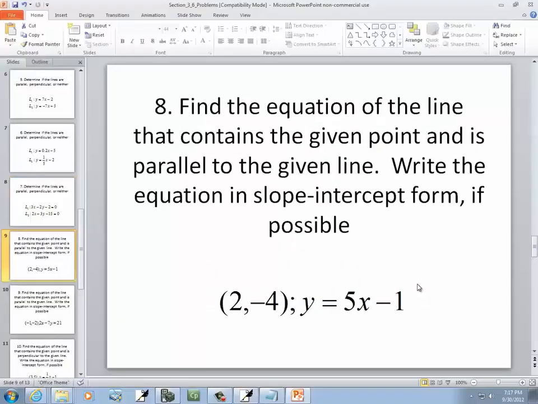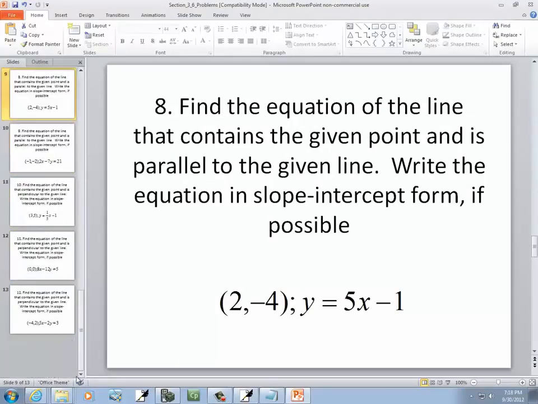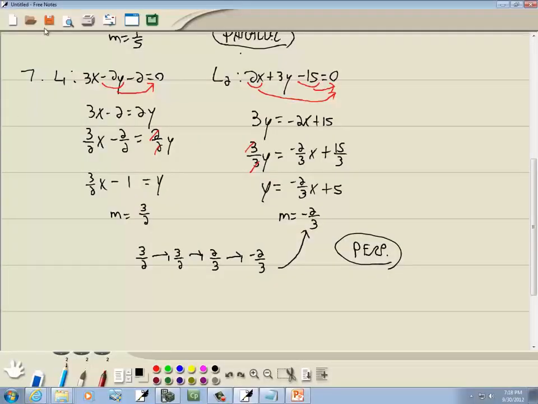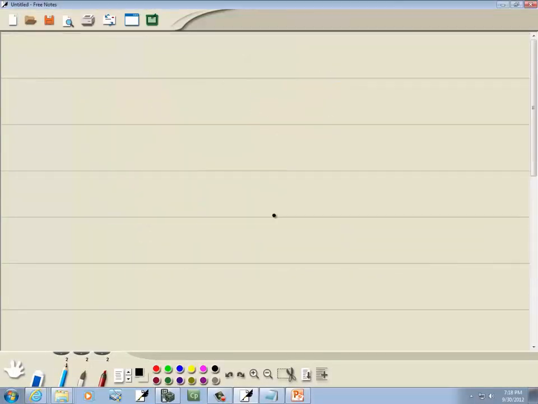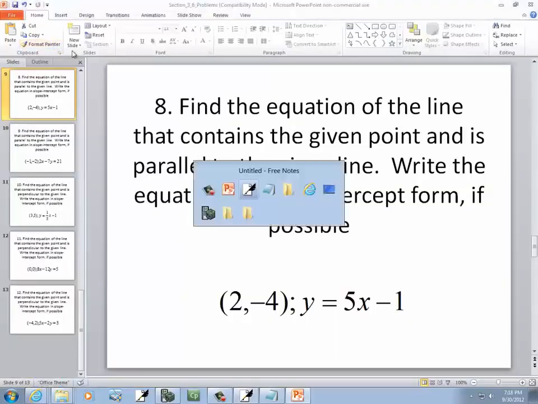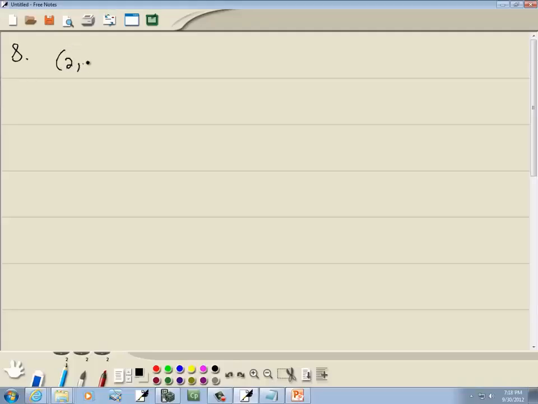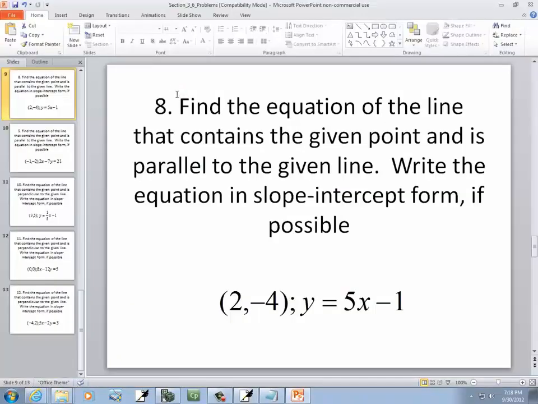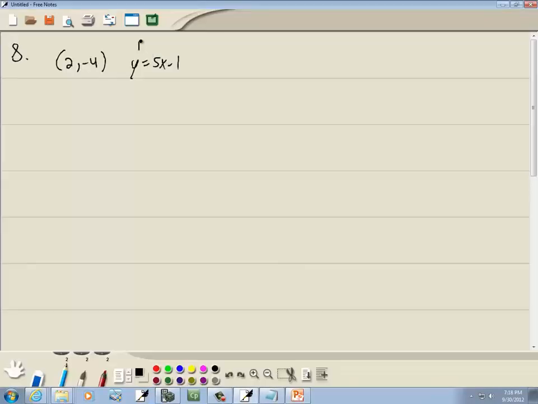Now these next ones are building upon what we've been looking at in the last couple sections. So let me start a new page. Number 8. Given the point (2, negative 4), and we've got y is equal to 5x minus 1. Find the equation of the line that contains the given point and is parallel to the given line. So it's parallel to this.